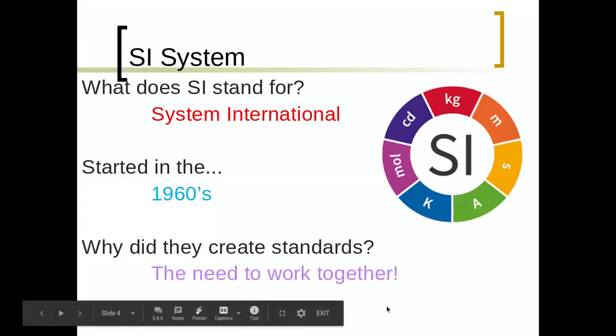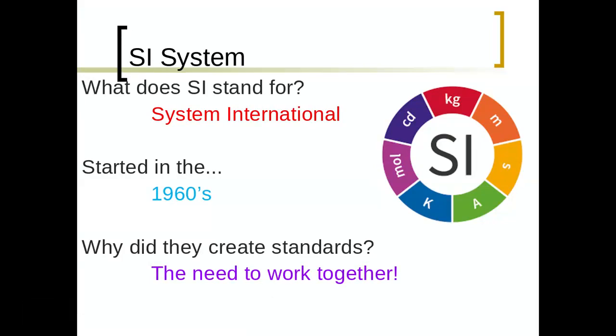So why did they create it? Just for this, we need to work together worldwide, especially now. Obviously, we're a ways away from the 1960s, but we need to work together. You might have a job someday where you're working with somebody in another country, maybe a different language, and language is hard enough. But what science tried to do is make a common language that everybody can use worldwide.